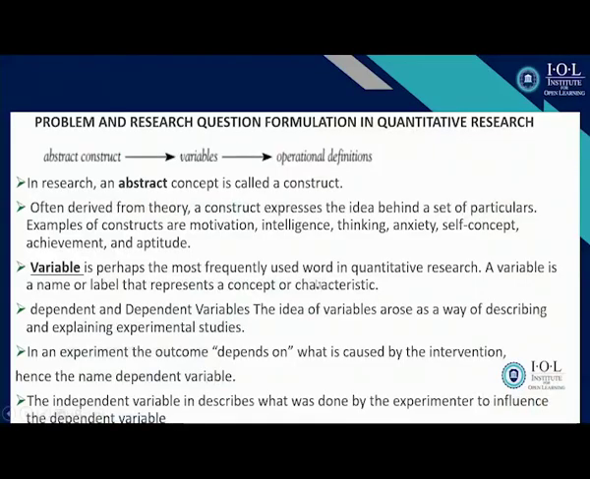Perhaps the most frequently used word in quantitative research is variable. What's a variable? It's a name or label that represents a concept or characteristic. It's a name, maybe failure rate. Why are students failing? So failure may be a variable, an independent variable, dependent on independent variables. The idea of a variable is a way of describing and explaining experimental studies.